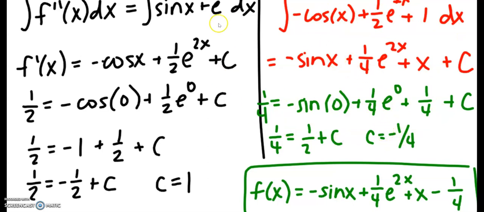Now, a couple of things to note. Getting from e to the 2x to 1/2 e to the 2x, I need to do a little u sub. Likewise here, another u sub. So make sure you're showing all of your steps. All right, that's it. The integral of b to the u, du, is 1 over the natural log of b times b to the u plus c.